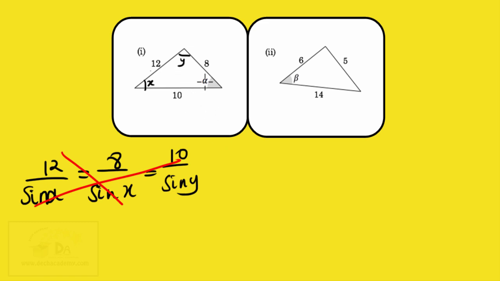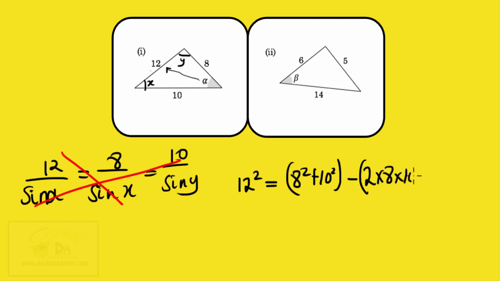What's the cosine rule? Well, we're looking for the angle alpha. So let's use the rule that will involve the angle alpha. The side opposite to alpha has a length of 12. And you know from the cosine rule, 12 squared is going to be equal to the sum of the squares of the other sides, 8 and 10. So 8 squared plus 10 squared minus 2 times 8 times 10 times the cosine of the angle opposite to this side of length 12, which is this angle alpha.